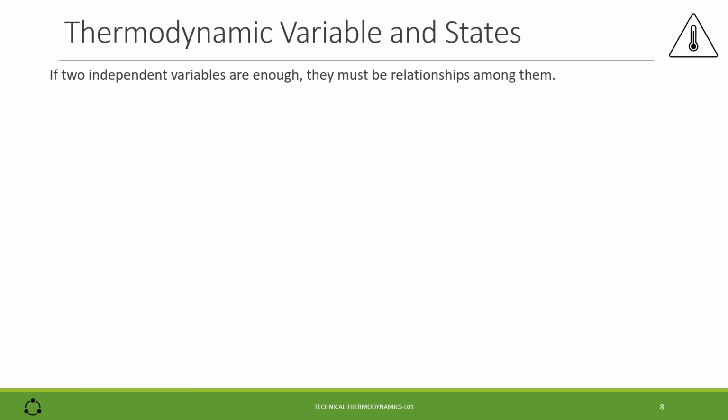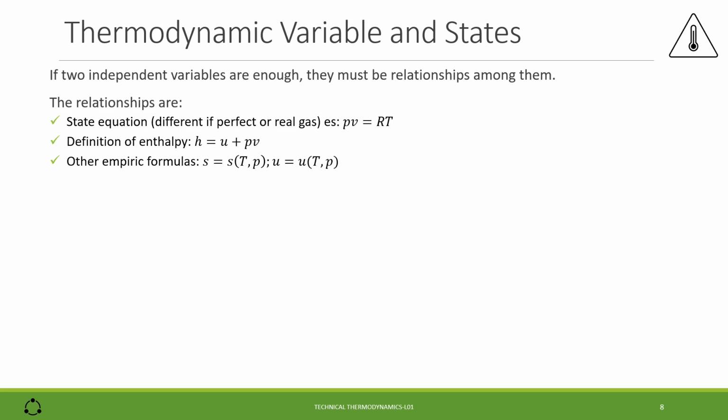If two independent variables are enough, there must be relationships among them. The relationships are the state equation, that can be different for a perfect or real gas, for instance PV equals RT. Then we have the definition of enthalpy, H equals U plus PV, and other empirical formulas that practically link the entropy or the specific entropy and the internal energy with temperature and pressure.